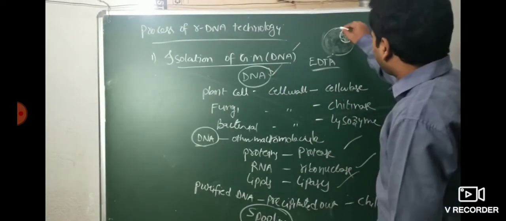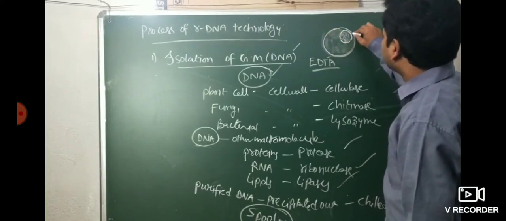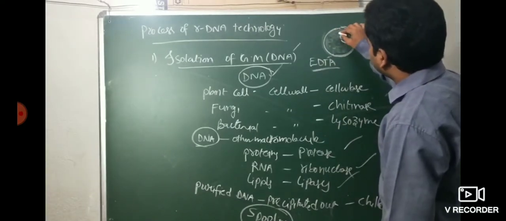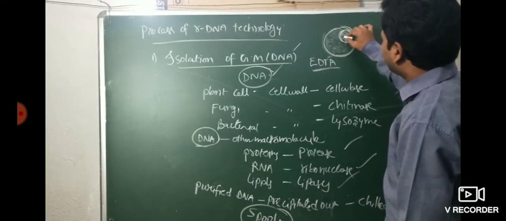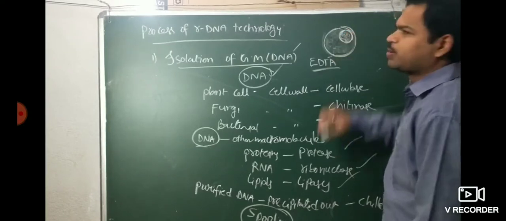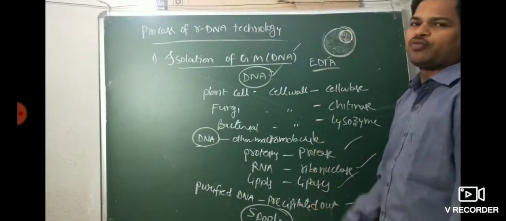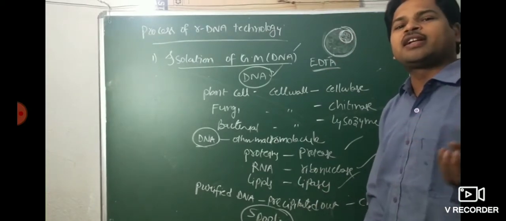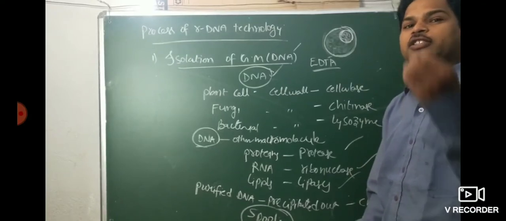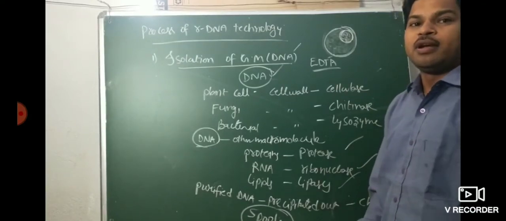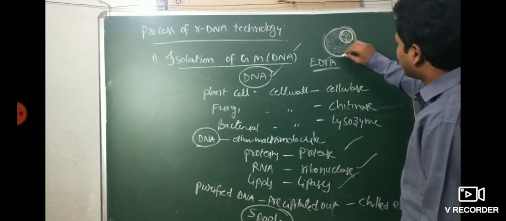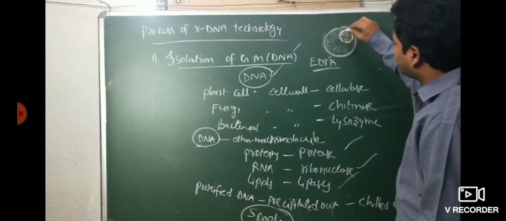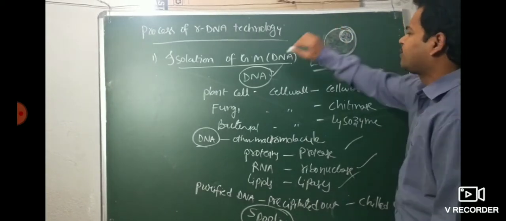For example, this is one cell. Inside the cell, cytoplasm is present. Inside the cytoplasm there is a nucleus. Inside the nucleus there is chromatin material. This chromatin material condenses to form chromosome. The chromatin or chromosome consists of DNA. DNA consists of genes, and genes consist of alleles. Here, a cell has cytoplasm, and inside is the nucleus. This is the nuclear membrane. Inside is chromatin, and chromatin consists of DNA.